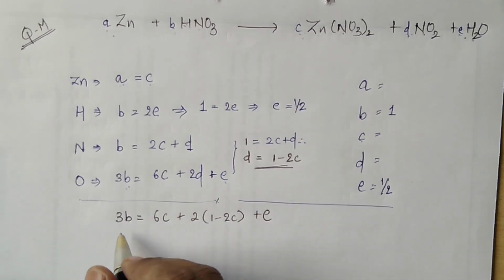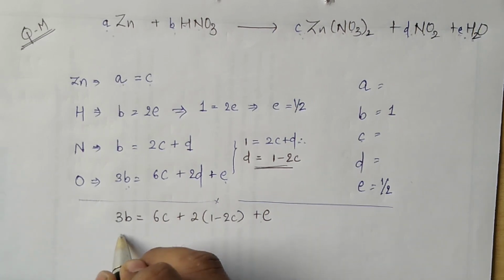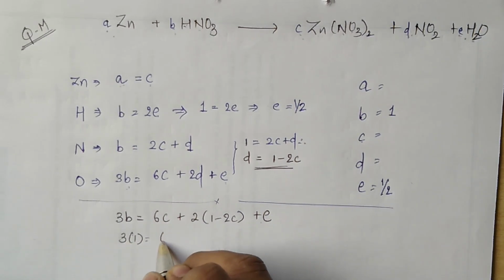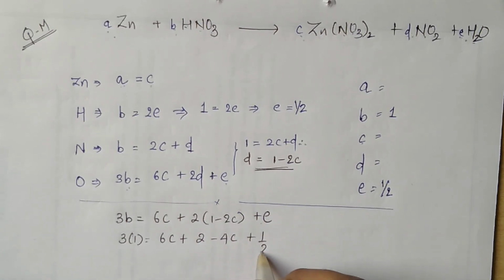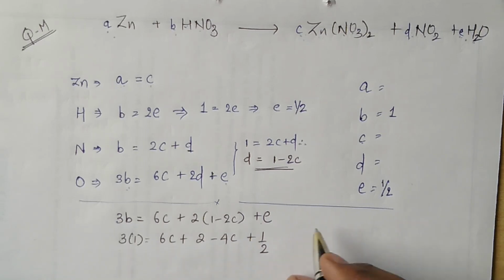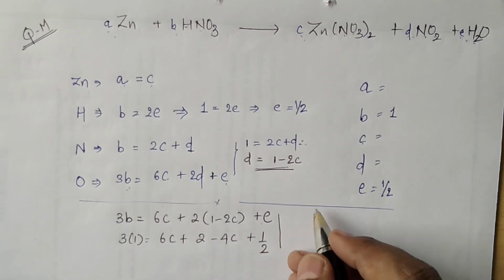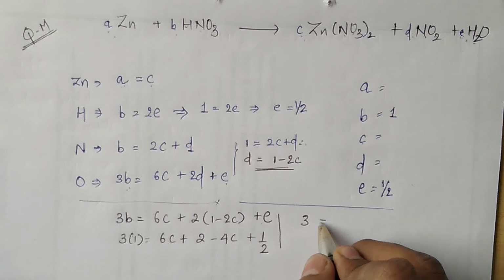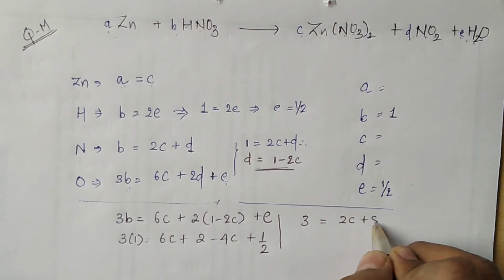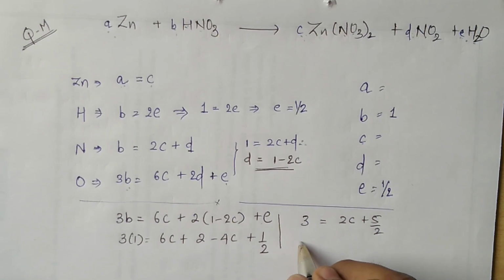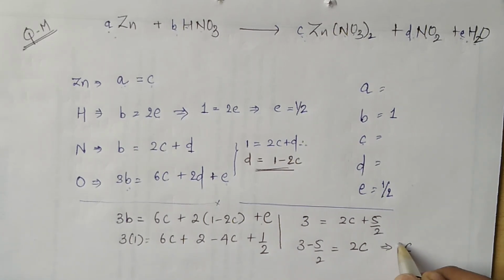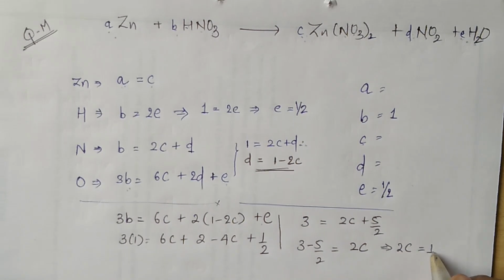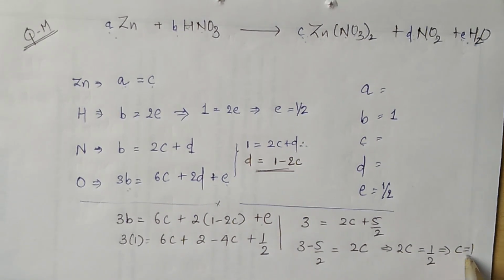Now I'll substitute the value of B as well as E. So this will be 3 into 1, that will be equal to 6C plus 2 minus 4C plus 1 by 2. Alright, so if you calculate this, then it will be what? 3 is equal to 2C plus 5 by 2. So 3 minus 5 by 2 is equal to 2C. So ultimately the value of 2C will be equal to what? 1 by 2. That implies C is equal to what?